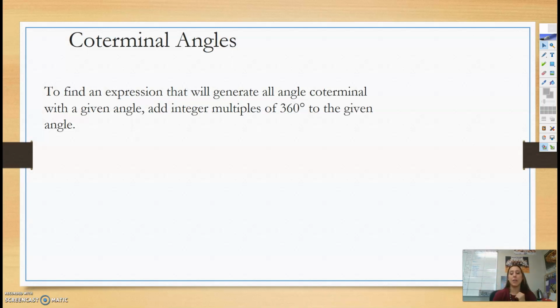So I'm going to give you an example talking about a 60-degree angle. Let's see if I can get this to work. It's been one of those days.